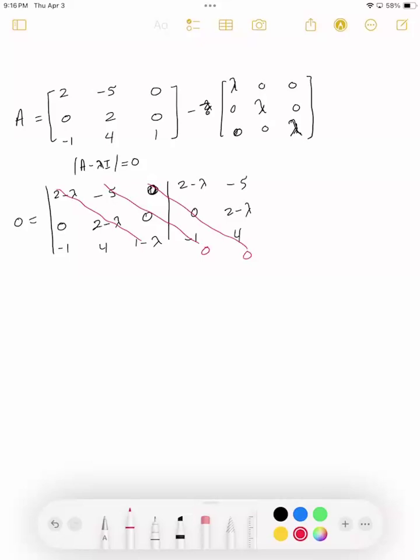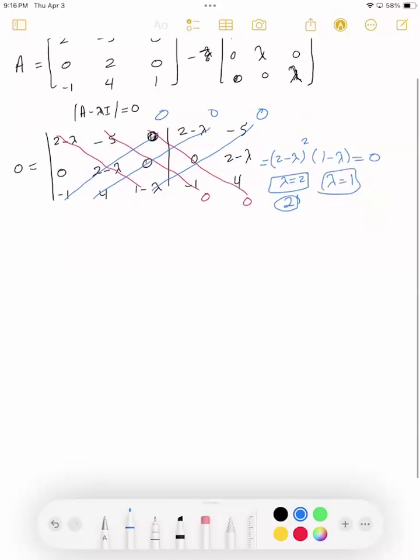And let's look at the other path too. There's a 0 here, there's a 0 here, there's a 0 here. So we get 0. So the only thing we get here is 2 minus lambda times 2 minus lambda times 1 minus lambda equal to 0. So then we get lambda is 2, which has a multiplicity of 2, and lambda is equal to 1.